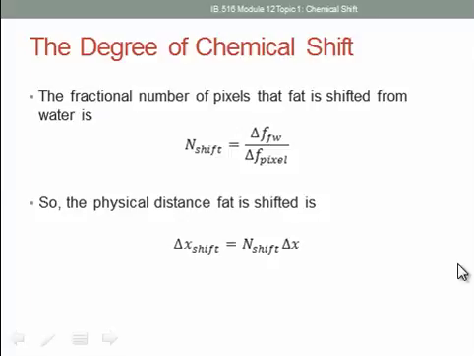Probably a little bit more convenient way to look at this is the number of pixels that you will shift, or n sub shift, equals the frequency difference between fat and water divided by your delta F pixel, which is bandwidth per pixel. So at 1.5 Tesla, the numerator here is 214 Hertz. And then the denominator is whatever you have set up as your bandwidth per pixel. So the physical distance that fat gets shifted is this number times the dimension of your pixel.